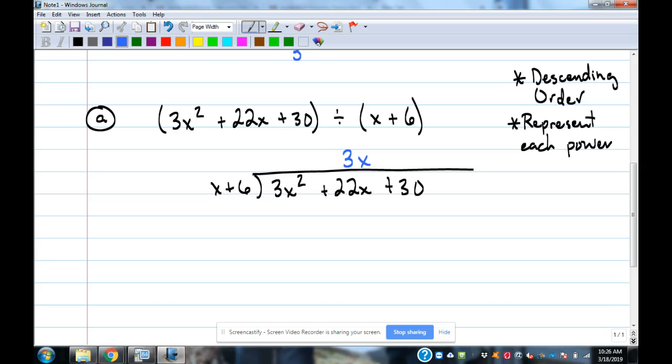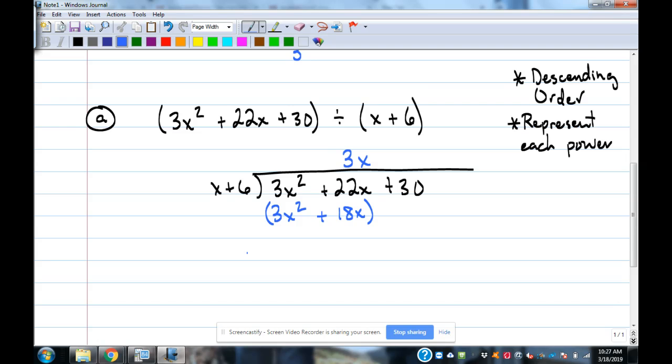Okay, so now the next step: when we did long division with numbers, we multiplied what we put up here times the divisor. We're going to do the same thing here, but that's going to be what property? Distributive. We're taking 3x times x plus 6. So we have to say 3x times x. That's our 3x squared. That's the one we wanted, the one we were working toward. And then 3x times 6 would be 18x. Put that part in parentheses.